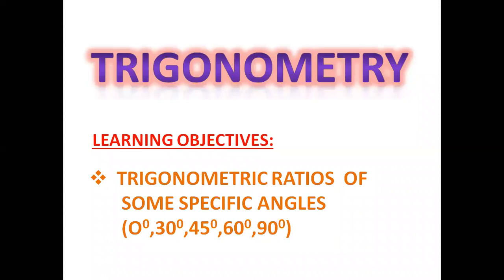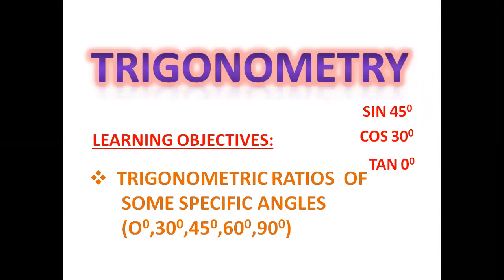Now here we have to find sine in place of A. I'm taking one angle. Suppose sine 45 degrees, in place of A, 45 degrees. What is the value of sine of angle 45 degrees? You have to find the value of sine 45 degrees, or cos of angle 30 degrees. What is the value of cos 30 degrees? Or tan of an angle 0 degrees. What is the value of tan 0?